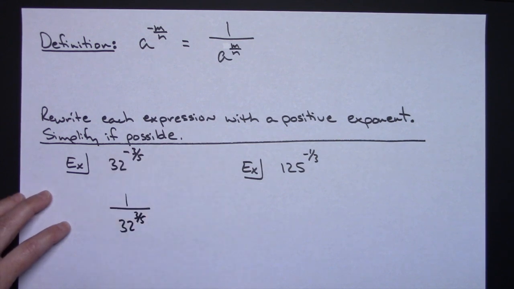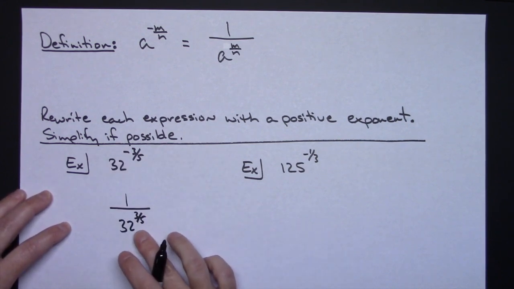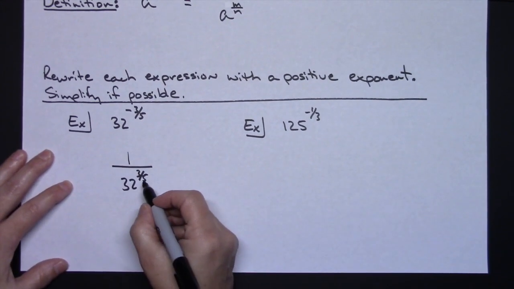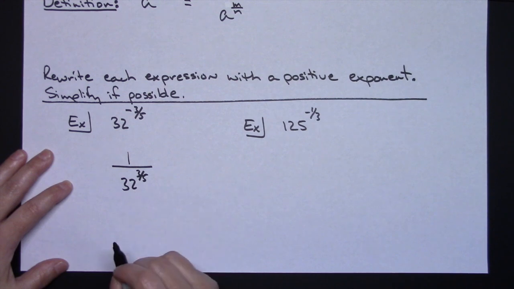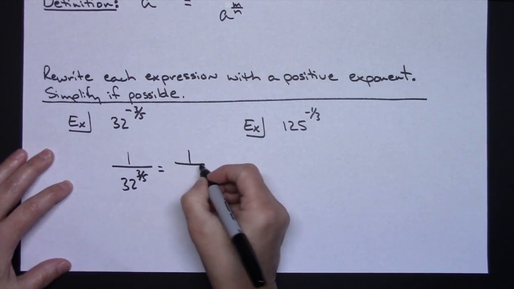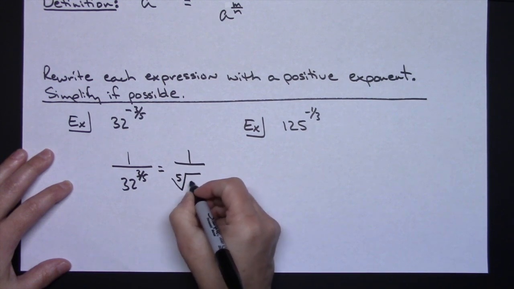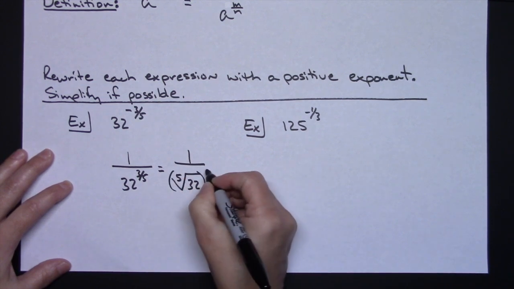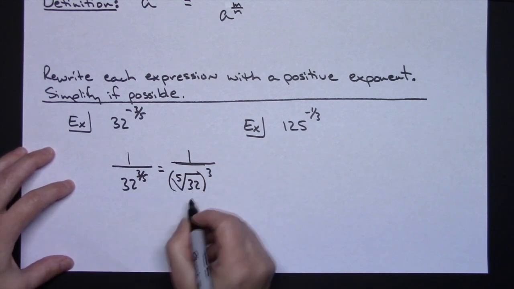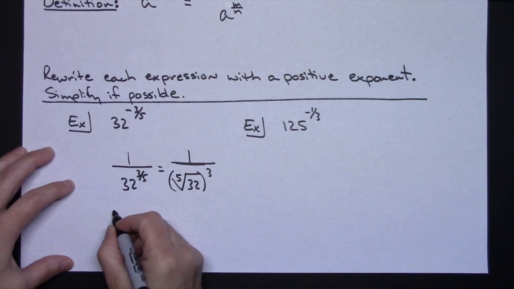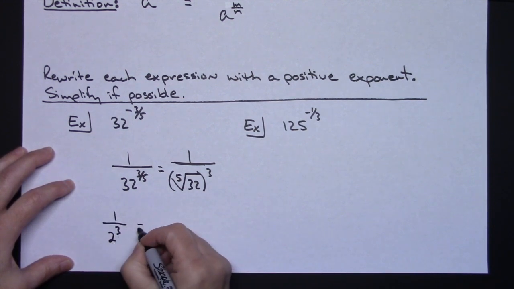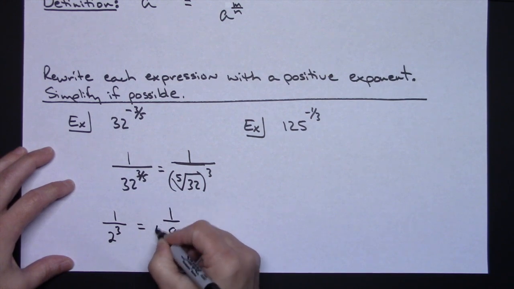Now it does say simplify if possible, so now I've got a rational exponent here, and with our last rule we learned that this could be the fifth root and then raised to the third power. So I'm going to go sideways on this one, 1 over the fifth root of 32 cubed. Now the fifth root of 32 is 2, so I'm going to have 1 over 2 to the third, and 2 to the third is 8, so then I'll have a final answer of 1/8.